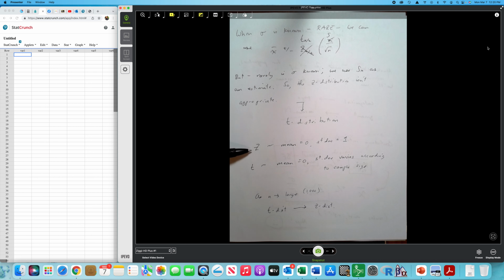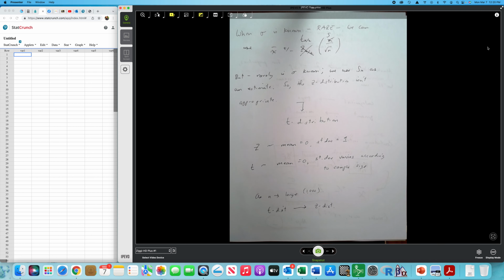Now, the z distribution has mean 0, standard deviation 1. To complicate matters a little bit, the t distribution has mean 0, but the standard deviation of the distribution will vary according to sample size. Trust me, just give me an opportunity to teach you this stuff. I think you'll see that it may be even easier than the z distribution. Again, if you'll give me an opportunity to teach you.